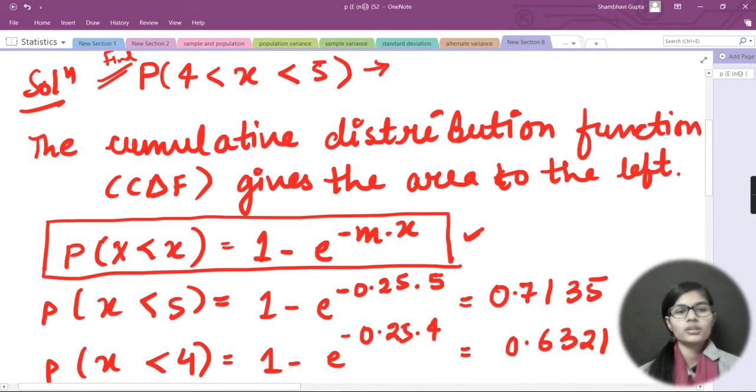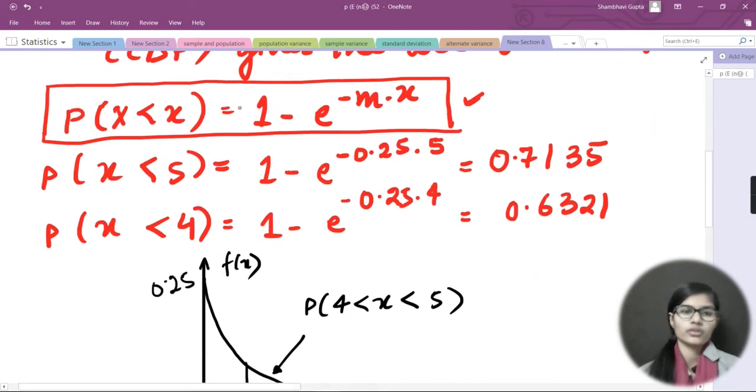The best thing which suits here was the CDF, the cumulative distribution function. Basically what it does is give the area to the left. Now I have applied the formula for the CDF. The formula for applying the CDF is probability of x less than x is equal to, I have taken another x on this side, and this is my x which is present in between. Fine.